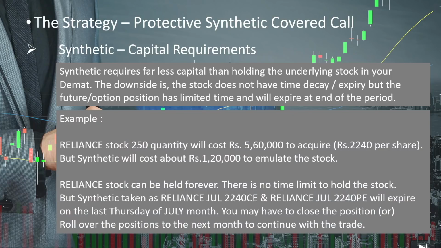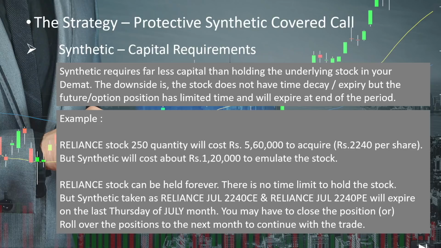Example, Reliance stock, 250 quantity to hold. 250 is equivalent to one F&O lot of Reliance. So it will cost you about 5,60,000 rupees to acquire. That is at the rate of 2,240 per share, which is the current price. But the synthetic for this, like buying a call and selling a put, will cost you only about 1,20,000 rupees. Basically that emulates the stock, but it will cost you a fraction of the actual cost of holding the underlying stock.